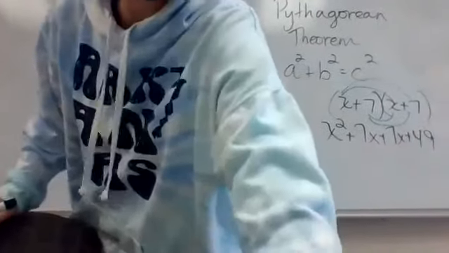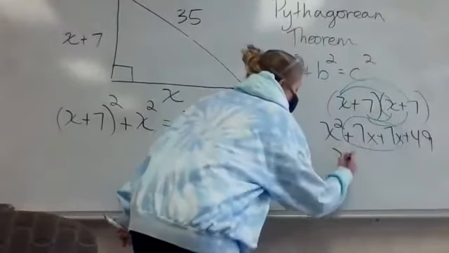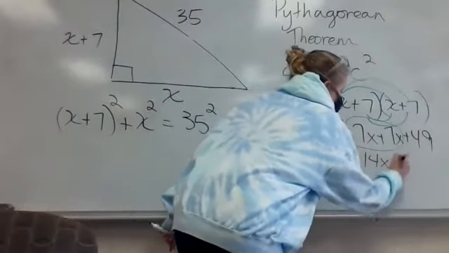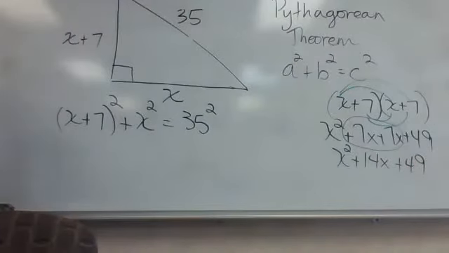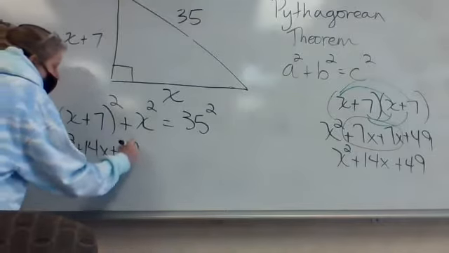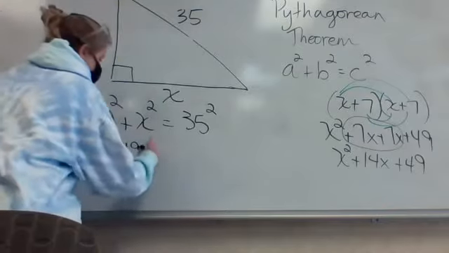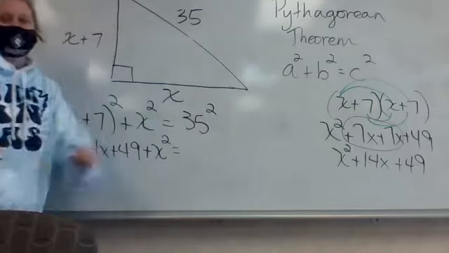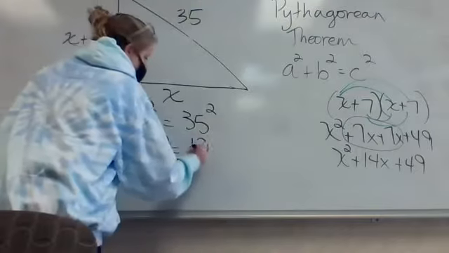Now that I have FOILed that, look what happens in the middle. What can you do with these two? Right, combine them. So I have x squared plus 14x plus 49. That's what x plus 7 squared gave me. Bring down this plus x squared equals 35 squared. If you put 35 squared in your calculator, it gives you 1225.